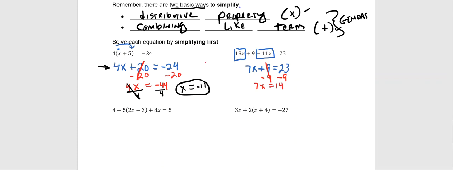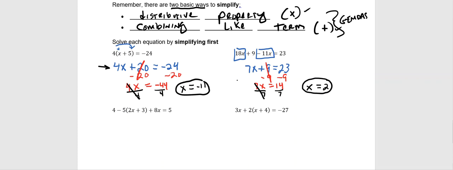After I get through isolating the variable, which I did by subtracting 9 on both sides, I can move on to using my inverse operation by dividing on both sides by 7. And once again, I will get to my solution, which is x equals 2.